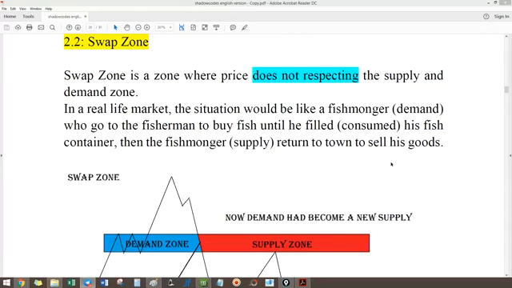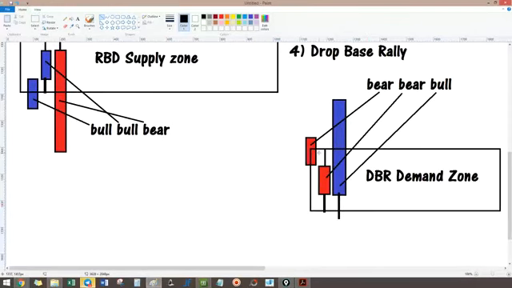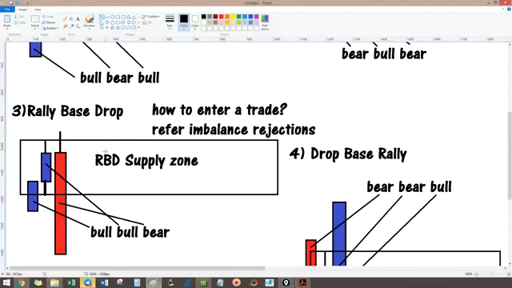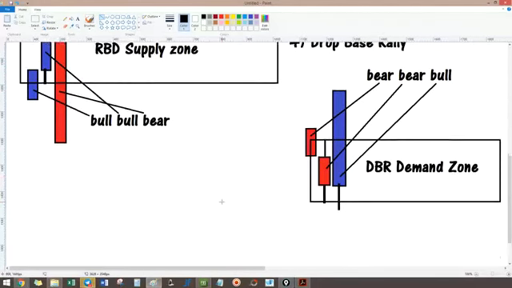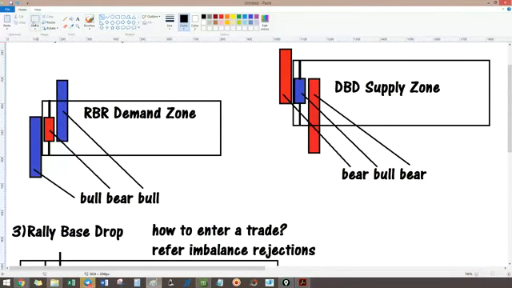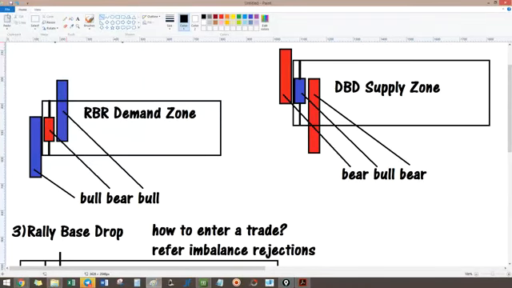I think the summary for the base is all clear. Okay, don't make silly mistakes. Make sure you can differentiate rally base rally, drop base drop, and rally base drop and drop base rally, because this is important when we learn the support and resistance and the swap zone.